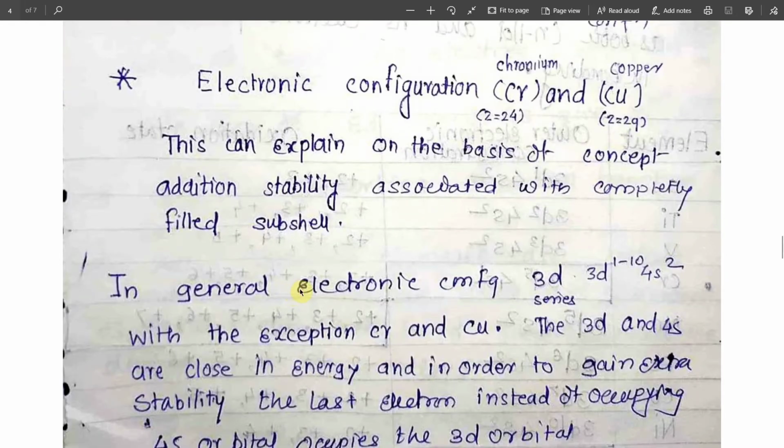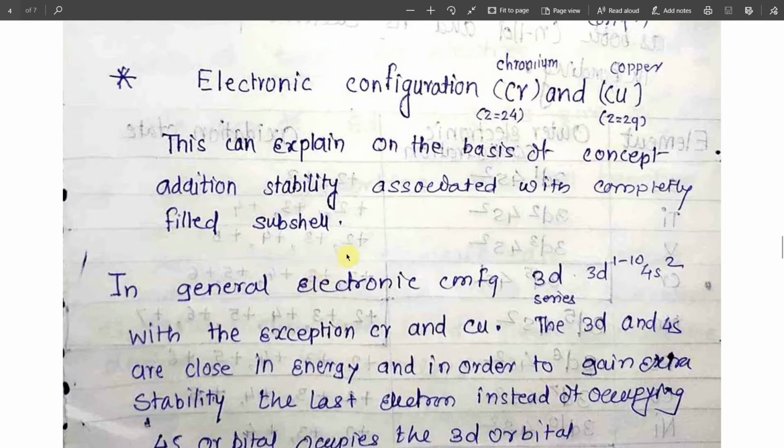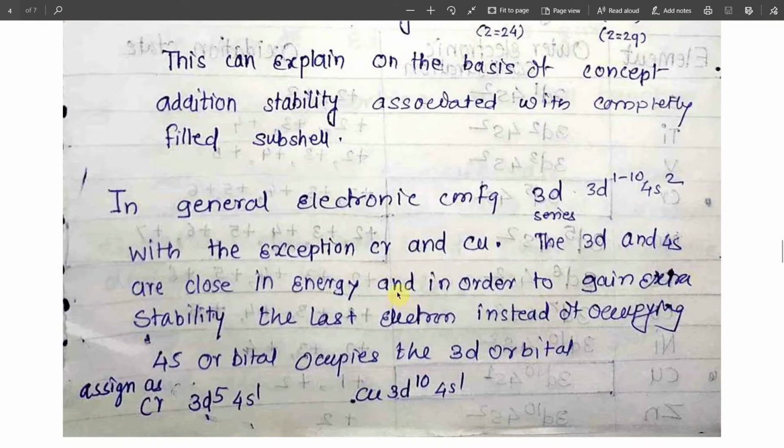This can be explained on the basis of the concept of extra stability. Extra stability is associated with a completely filled subshell. In general, the electronic configuration of the 3d series, that is 3d acquiring 1 to 10, 4s2, with exceptions.